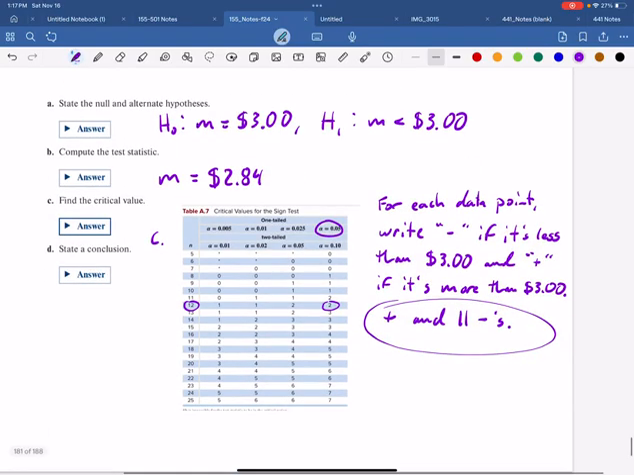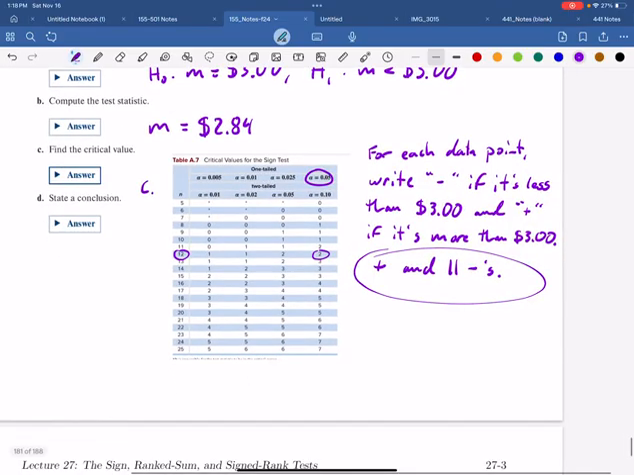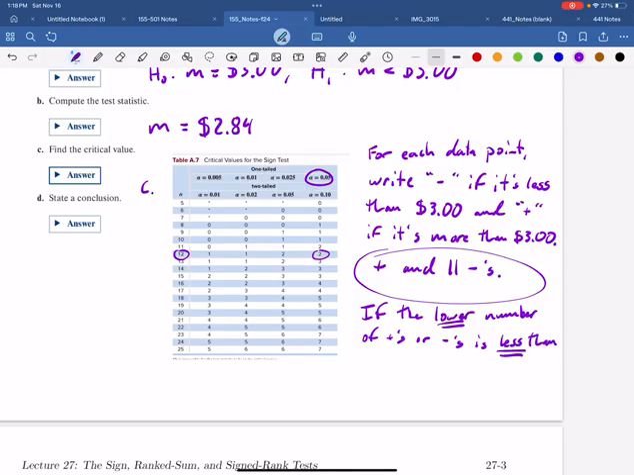All right, and what this on the chart says is that if the lower number of pluses or minuses is less than 2 in this case, then it's statistically significant, so reject the null hypothesis.